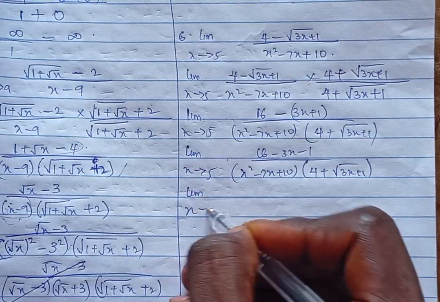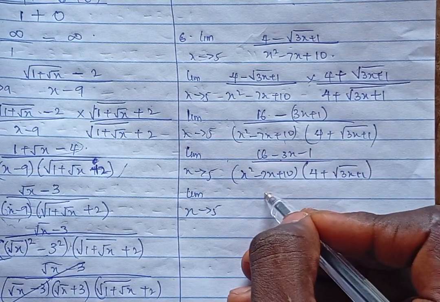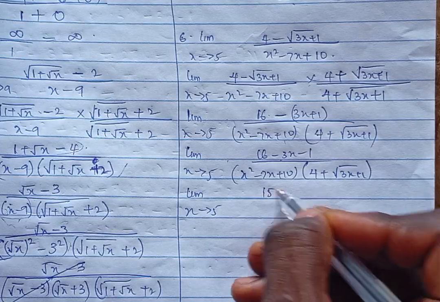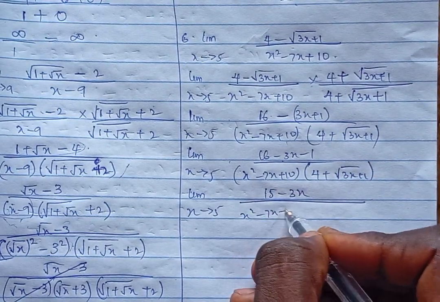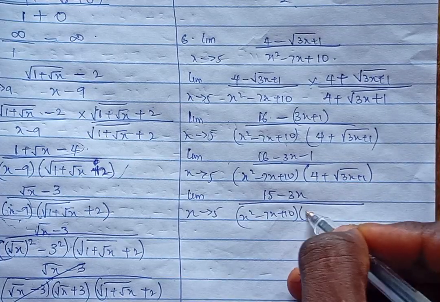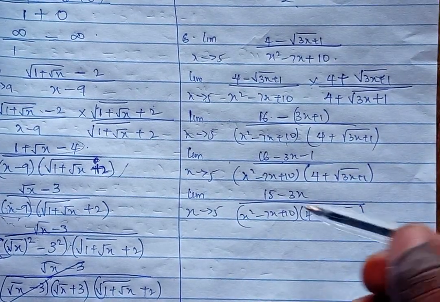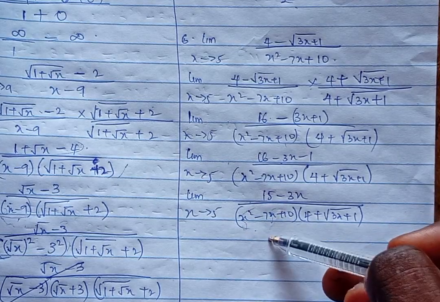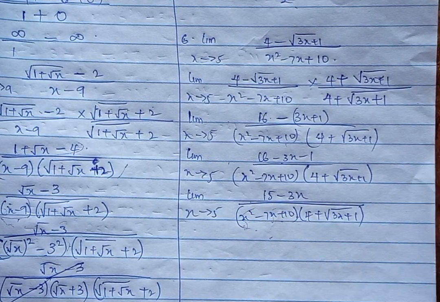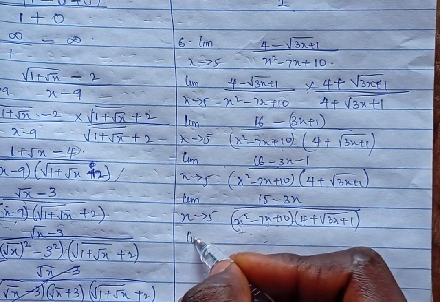So we have the limit as x tends to 5 of 15 minus 3x over x squared minus 7x plus 10 into 4 plus root 3x plus 1. If you do your direct substitution, this one is 5, this one is 5, so you have 25 minus 35, that's minus 10, plus 10, so you have an indeterminate. So it means that there is still something that you have to do.